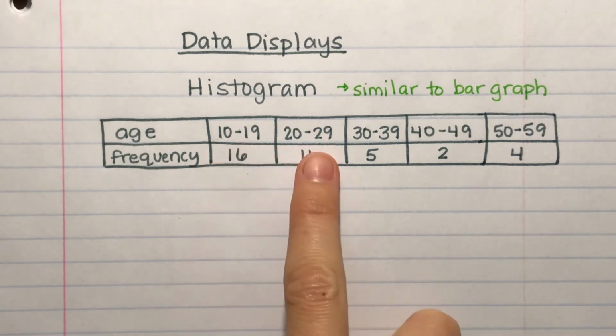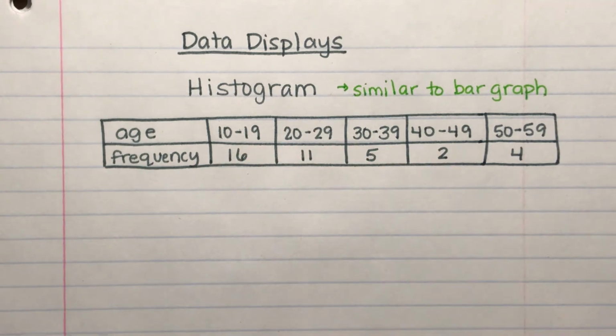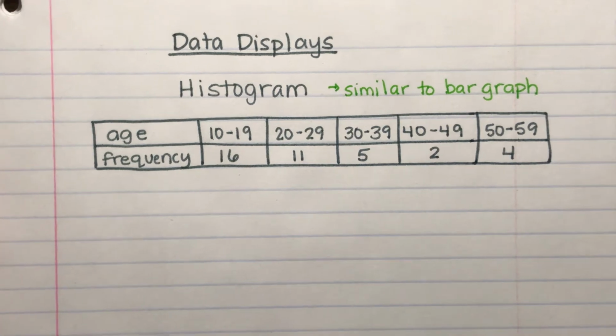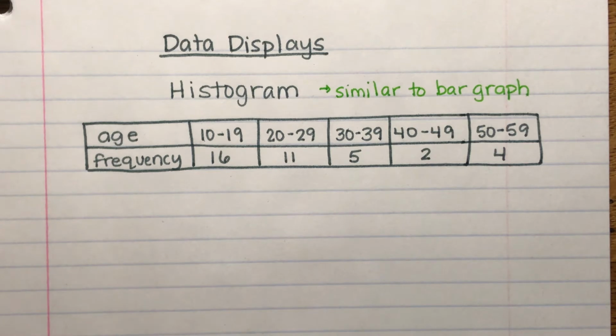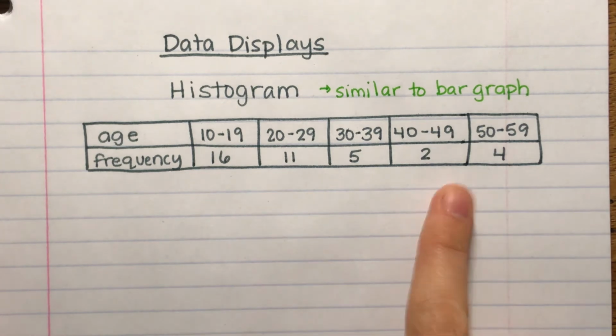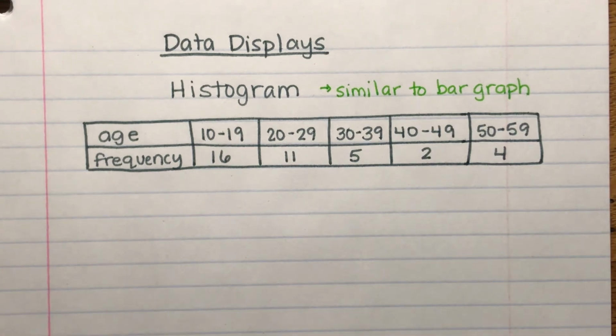And again, you notice that I didn't just list them all out in a big list like I did with the last set of data. This time I have groups of numbers together. All right, so I said this is very similar to a bar graph.